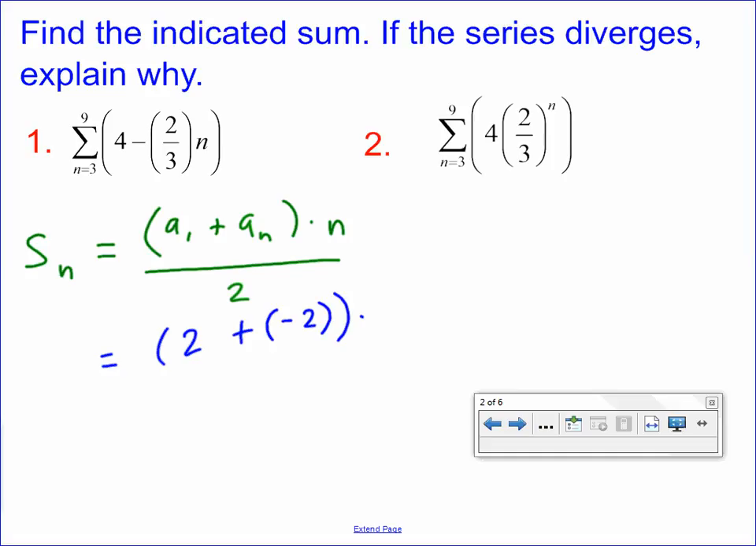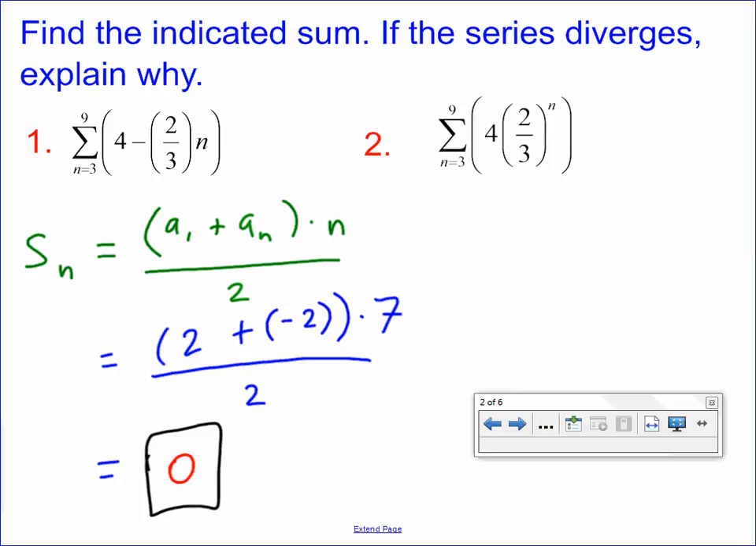How many terms are in the sequence? Well, I always do top index minus bottom index, 9 minus 3, plus the first one. So that would be 7. We get 7 for that, all over 2. And we can even do this without a calculator. 2 plus negative 2 is 0, times 7 is 0, all over 2 is 0. Raise your hand if you have 0 for number 1. If you have 0 for your finite sum, awesome.